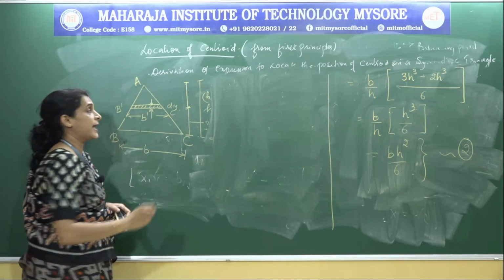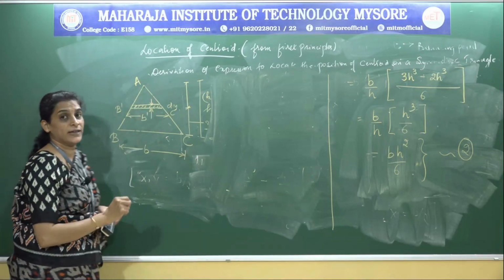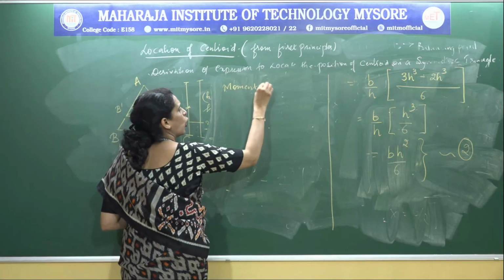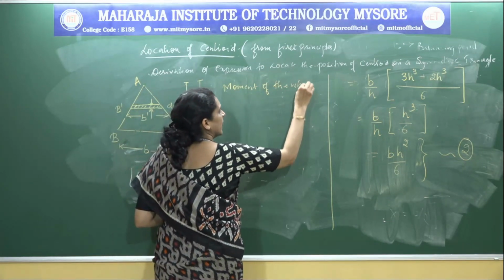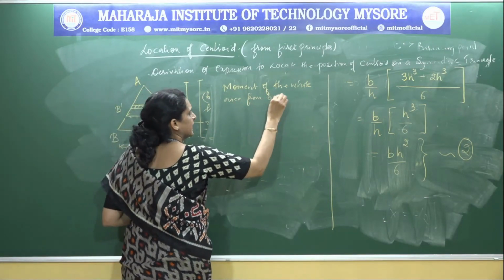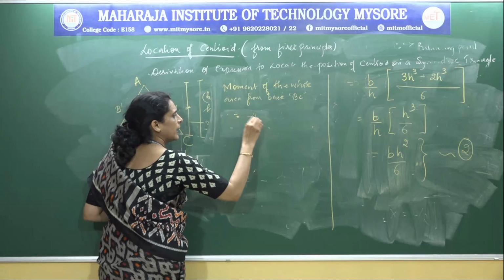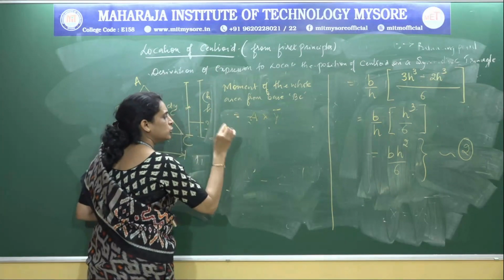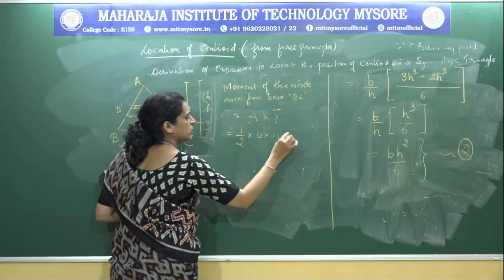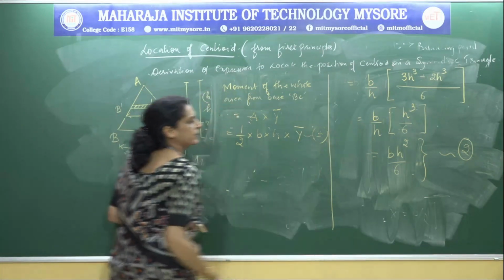Further, all we have there is the expression for the individual or the overall strips whatever that we have divided. But now considering the moment of the whole area from base BC, area into y bar. So what is the area of the triangle? Half into B into H into y bar. Let this be equation 3.